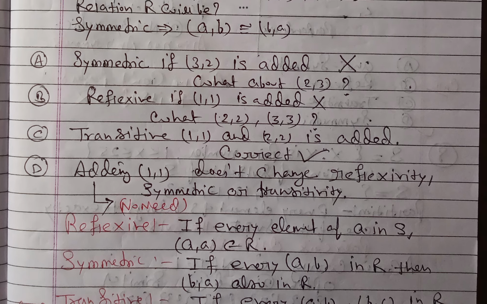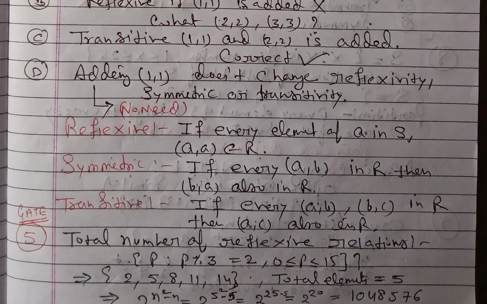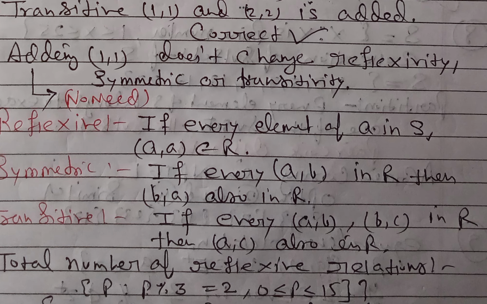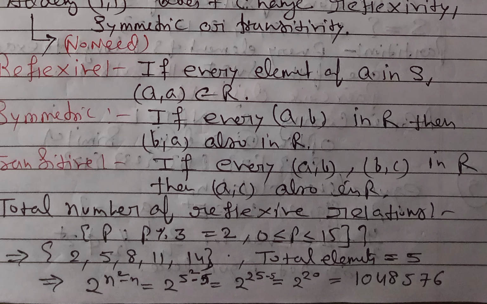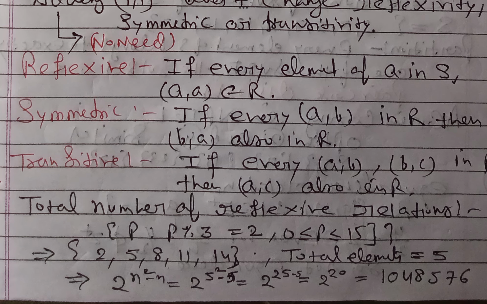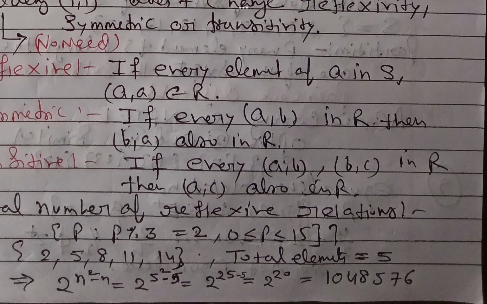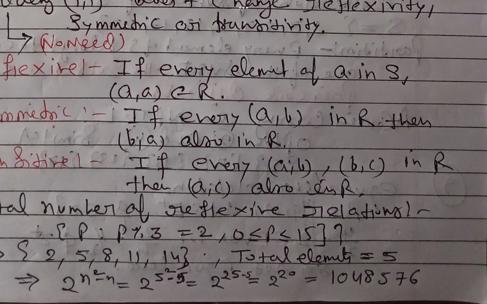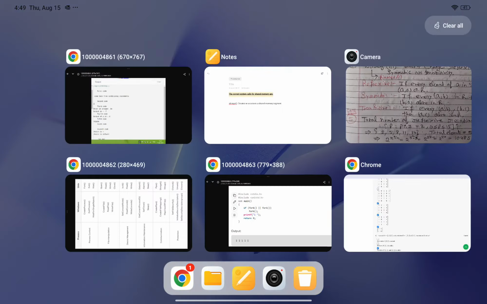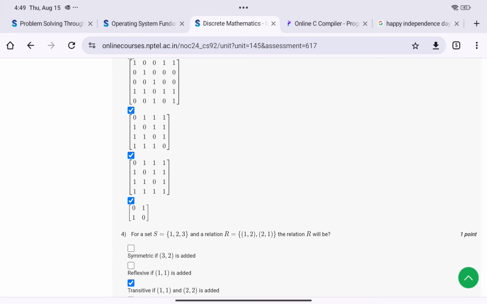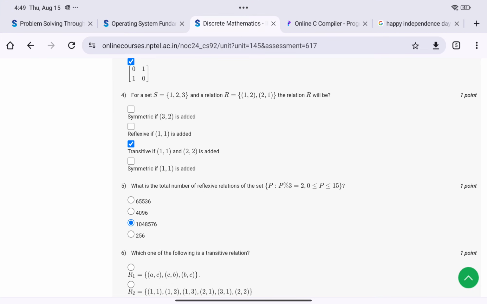What is reflexive? If every element a in S, (a,a) belongs to R, that is reflexive. Symmetric property: if (a,b) is in R, then (b,a) is also in R. And transitive property: if (a,b) and (b,c) are in R, then (a,c) is also in R. That is the transitive property. Now see here, this is a very important question. So the answer is the third.